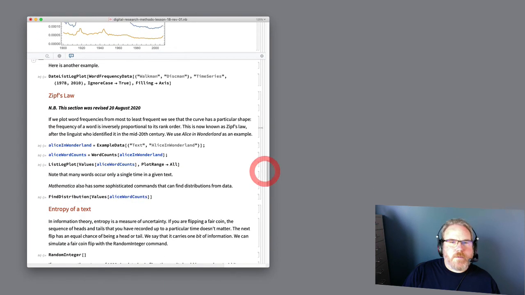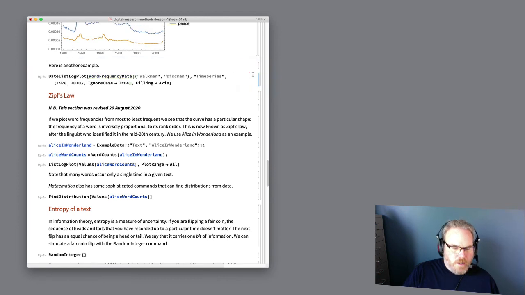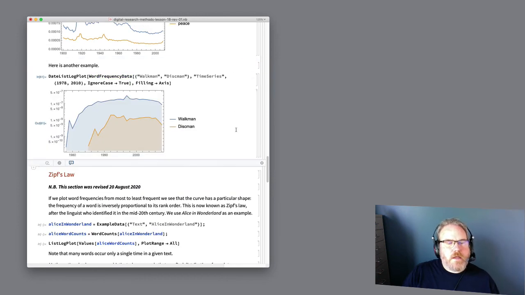Here's another example, a historical one for audiophiles. The word Walkman frequency. The Walkman was invented in the late 70s, became quite popular in the 1980s. Its frequency goes over time. The Discman, the compact disc music player, starts in the mid-80s, and its frequency sort of parallels the frequency of Walkman, although at a lower rate, and of course both of those terms were eventually replaced by terms like iPod.